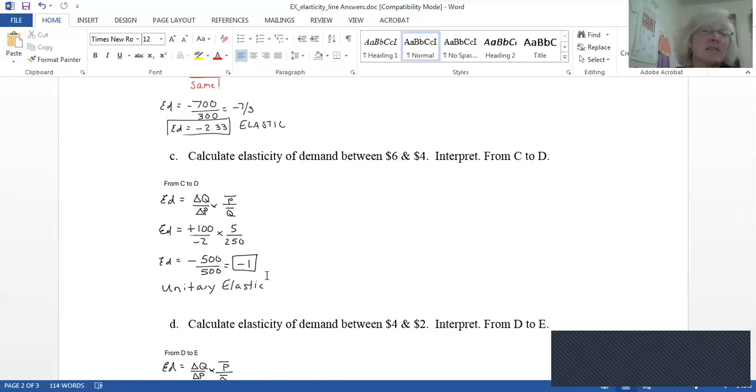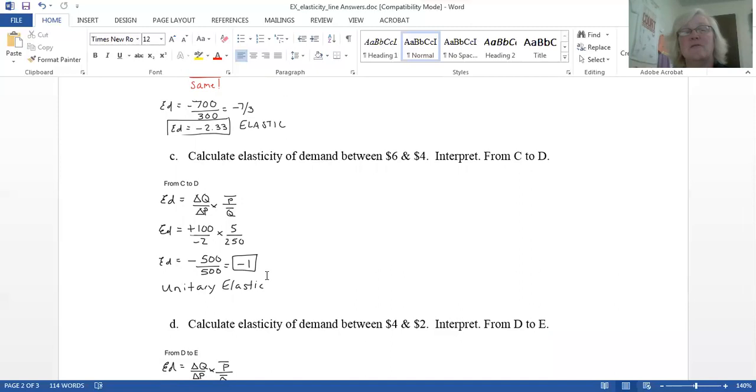Go back to the lecture, go back to the book, and you'll see that when the absolute value of the elasticity of demand is equal to 1, when it's actually equal to 1, then we call it unitary elastic. So we found our unitary range between C and D on this linear demand curve.